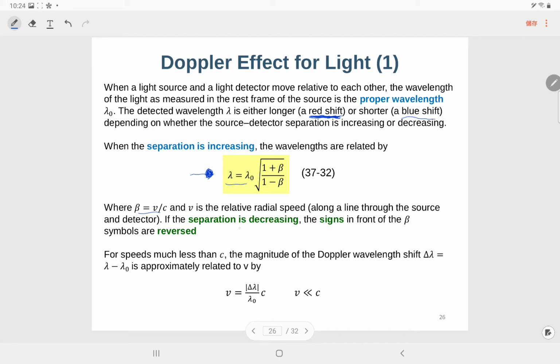If the separation is decreasing, meaning it is approaching you, then it is the reverse. So for this case, lambda should be lambda 0 multiplied by this one for this case.